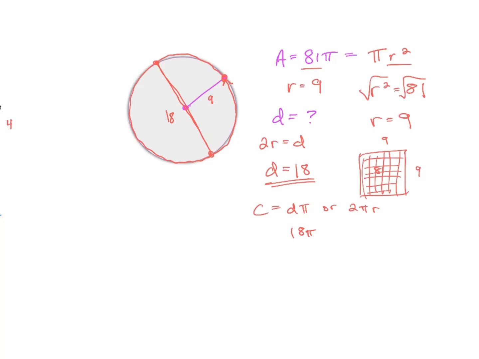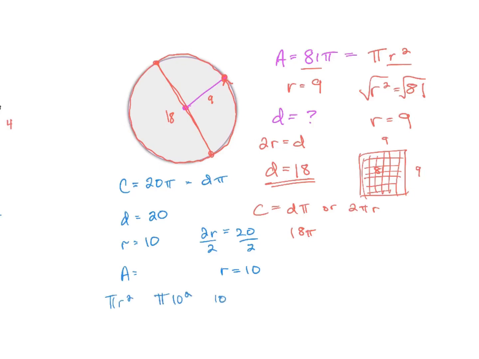They could also tell you, for a circle like this, that their circumference is, let's say, 20 pi. And they could ask for your diameter, your radius, and your area. Well, you know, circumference is equal to diameter times pi. So I know my diameter is 20. I know my radius is half my diameter, so my radius is 10. And then I know my area is pi r squared, pi times 10 squared, so I could get 100 pi.